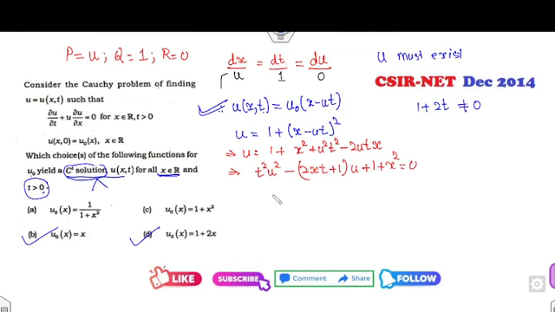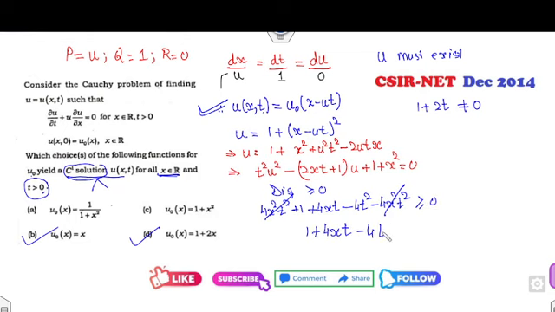So it will have a solution when the discriminant is greater than or equal to 0. That means b square minus 4ac, that is 4x square t square plus 4xt minus 4t square minus 4x square t square, should be greater than 0. So that term will cancel. So 1 plus 4xt minus 4t square is greater than 0. Does it hold for all x and all t? No, because if I choose x is 0 and t is 1, then what is the value of this? Minus 3 is not greater than 0. So this option is cancelled.